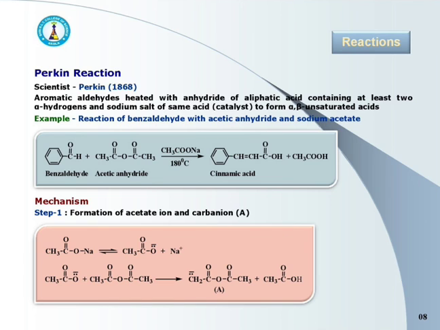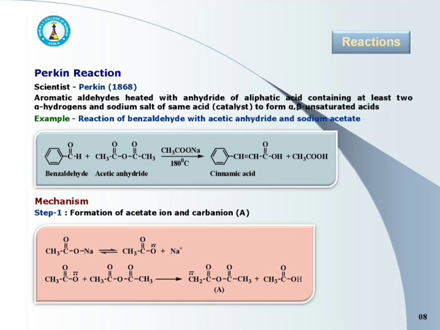Aromatic aldehydes, when heated with anhydride of aliphatic acid having at least 2 alpha hydrogens and sodium salt of the same acid, condensation takes place to form alpha beta unsaturated acids. Here, the essential condition is that the anhydride should contain at least 2 alpha hydrogens. This reaction was given by Perkin in 1868 and hence it is known as Perkin's reaction.